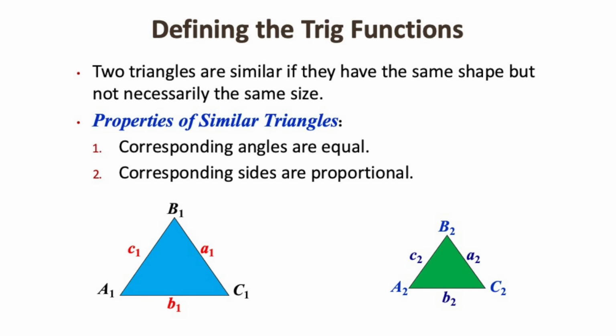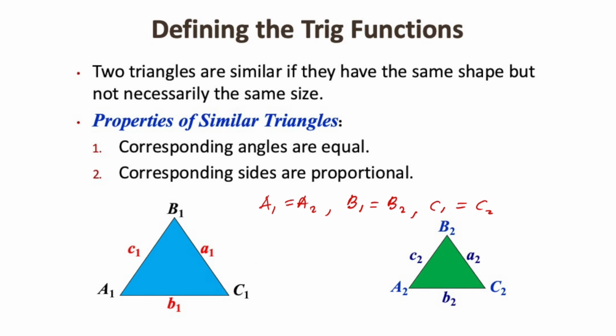We have two triangles here. If these two triangles are similar, then angle A1 is equal to angle A2 and angle B1 is equal to B2 and C1 should be equal to C2. So the angles are equal, but the sides are not equal. They are proportional.